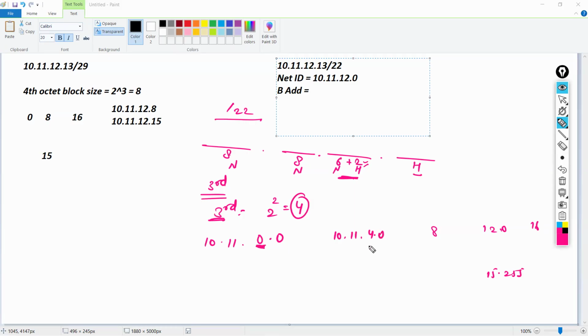0. This will become 4.0. This will become 10.11.8.0. This will be 10.11.12.0, like that. And this will be 10.11.16.0. So if the next network starts at 16, the last one ends at 15.255. So what is the value in your third octet? 12. Where is it matching? Here. So this is your network. The first IP is your network ID, and the last IP is your broadcast address. Is it clear? Now clear? Okay, let's do one more example.